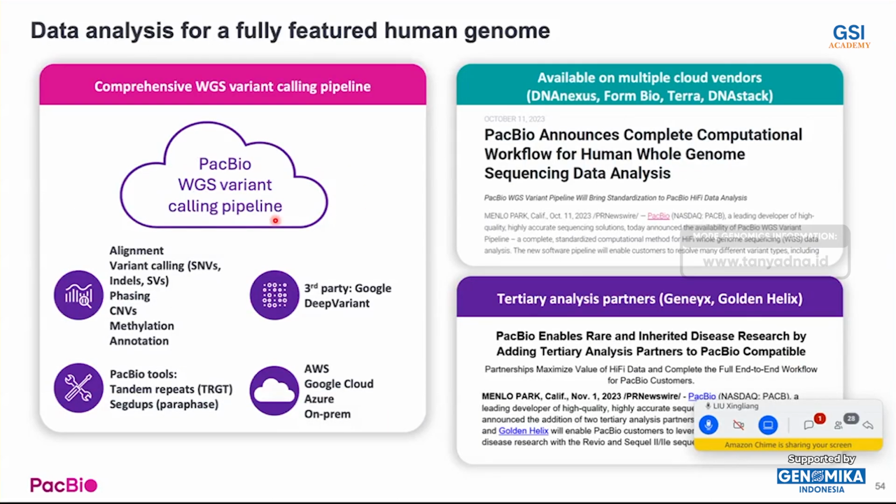At the end of this session, I just want to share with you that you don't have to run all the above tools one by one. We have knitted them into a whole pipeline available as our PacBio WGS variant pipeline. This pipeline is not only available for HPCs, it's also available on different cloud computing platforms, including AWS. And if you want easier access to those pipelines, you could also access them through our tertiary analysis partners like GenomeX or Golden Helix.